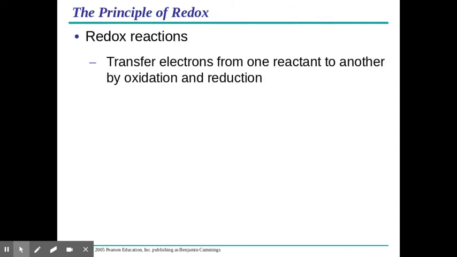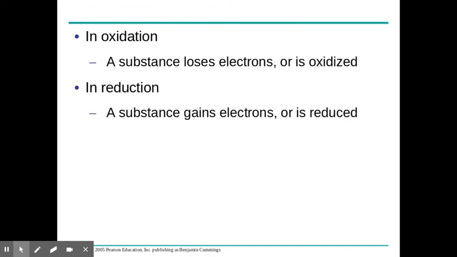What is a redox reaction? Again, these transfer electrons from one reactant to another by either oxidation or reduction. So oxidation is when a substance loses electrons, and then we say that substance is oxidized. Versus in reduction, a substance gains electrons or is reduced.